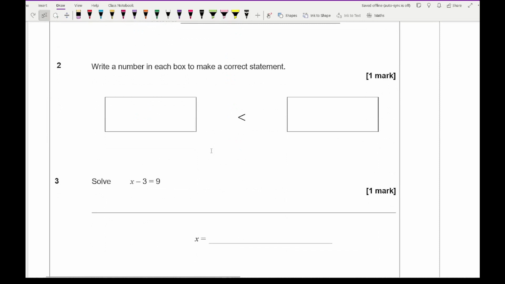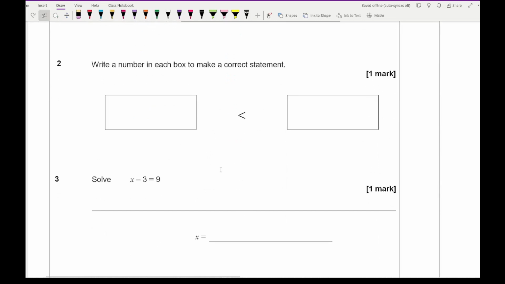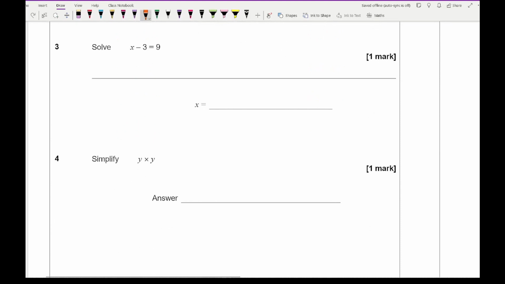The next question, question 2, says write down a number in each box to make the correct statement. Now for this you could have absolutely any number at all, but what you need to do is make sure that this number is the smaller of the two and this one is the larger of the two. Moving on to question 3, it says solve this equation. So here we need to add 3. So here it's going to be 9 plus 3, which gives me an answer of 12.